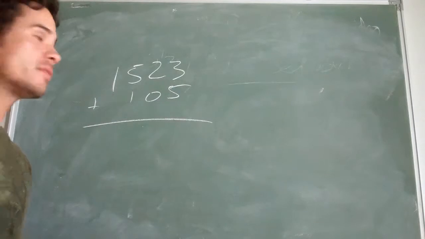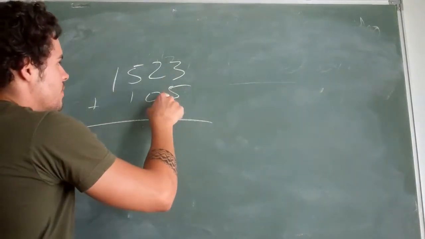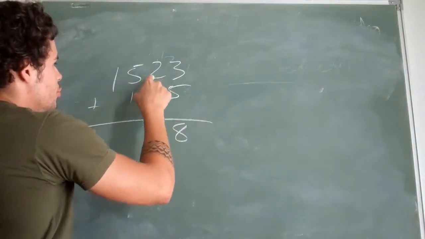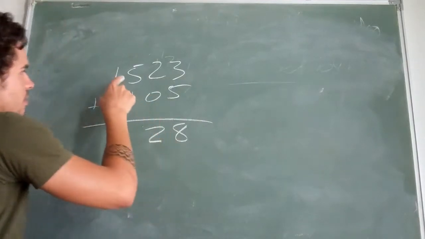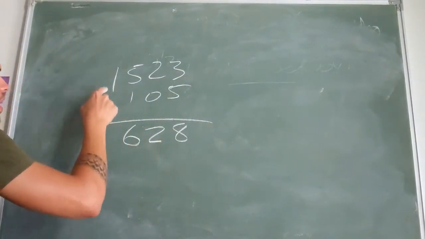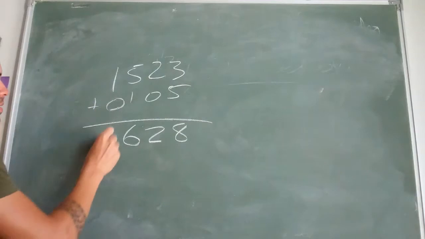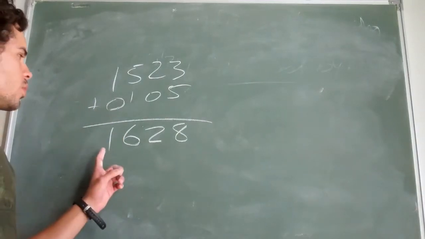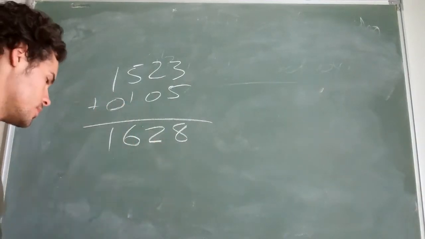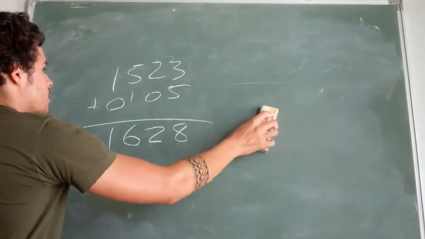Okay, if I add 105, now I've got 3 plus 5 is 8, 2 plus 0 is 2, 5 plus 1 is 6, and 1 plus 0 is 1. So 1,628. Okay.